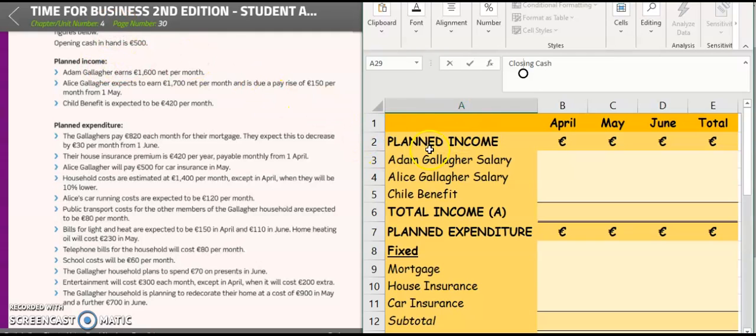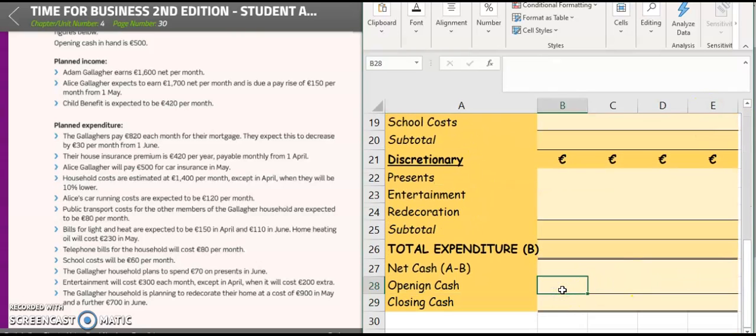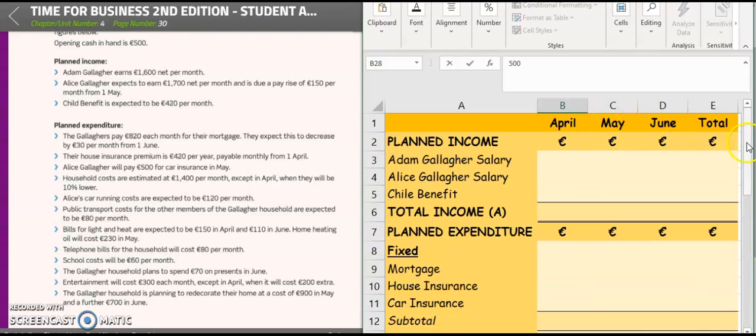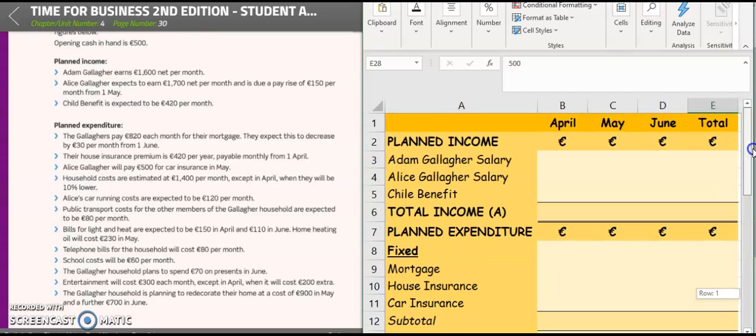But first, before you do the planned income, see this opening cash in hand is 500. We're going to put that straight away down here for opening cash for the first month, which is April, and it's going to be 500. We're also going to put the 500 into the total column just so it's there, so we're not going to get mixed up with it later on. So that's the first thing we're going to do: 500 for your opening cash for the first month and 500 in your total.